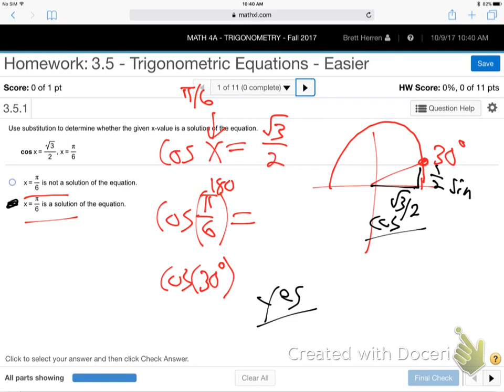Good so far? So just a plug-in. We didn't even actually find the answer. We just verified that that is an answer. There's other answers to that equation, but that's one of them. All right, so number 1 is just a plug-in.